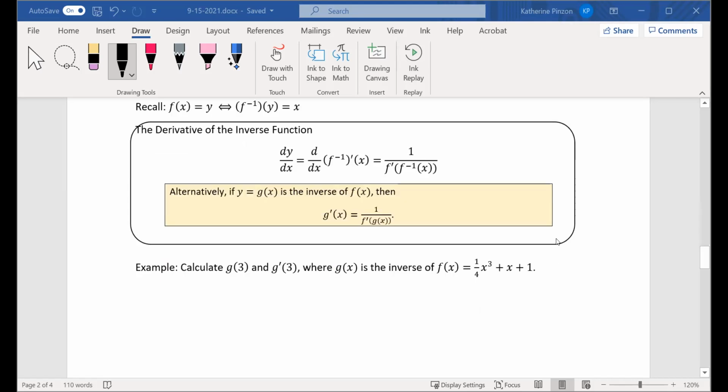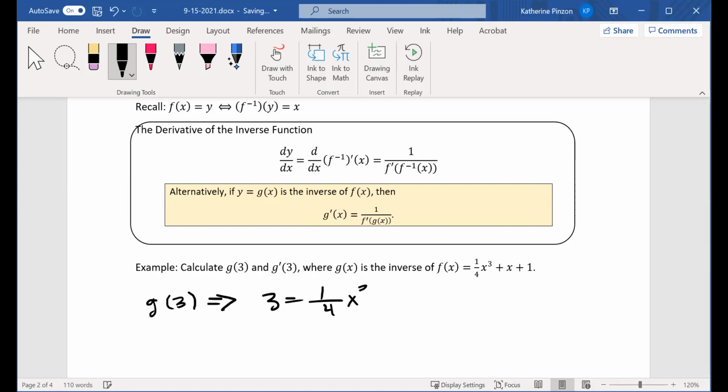So if I'm using these rules, g of 3 is the solution to this equation, because g is the inverse of f. So 3 is the y value. 3 is the undoer. Okay, so how would I solve this?